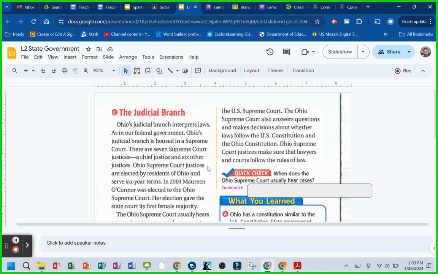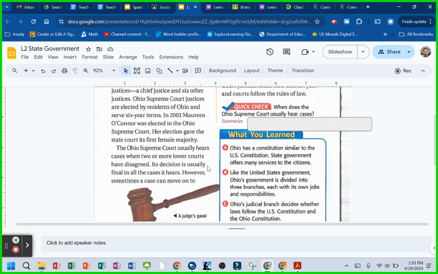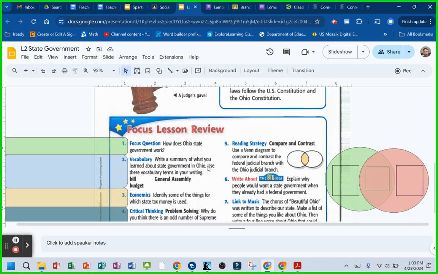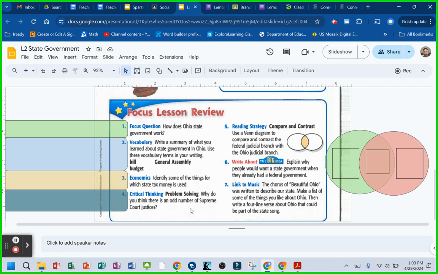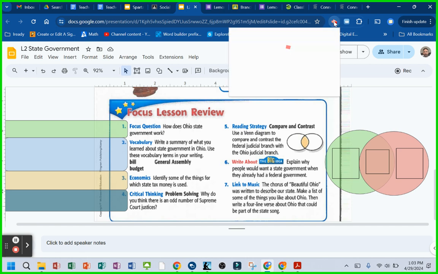Ohio Supreme Court justices make sure that lawyers and courts follow the rules of law, right, Jack? When does the Ohio Supreme Court usually hear cases? All right. So here are your focus questions down here. You'll answer those. Stop this. Good luck to you all.